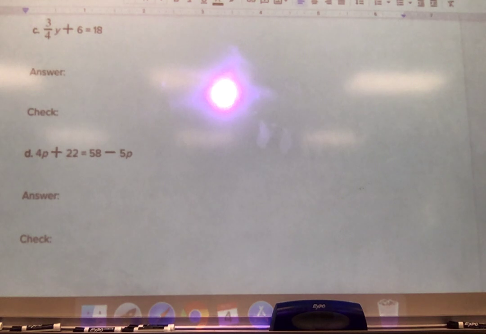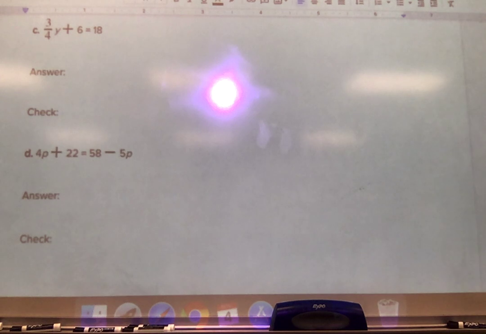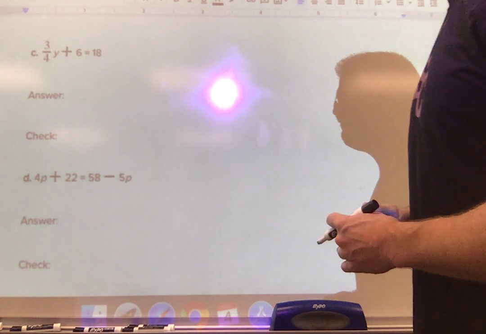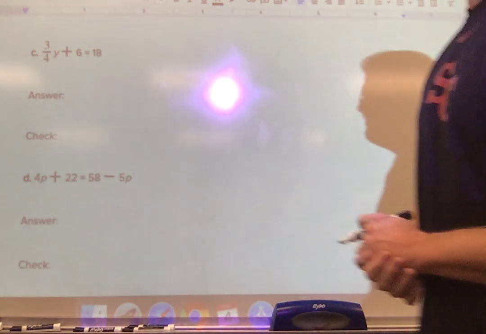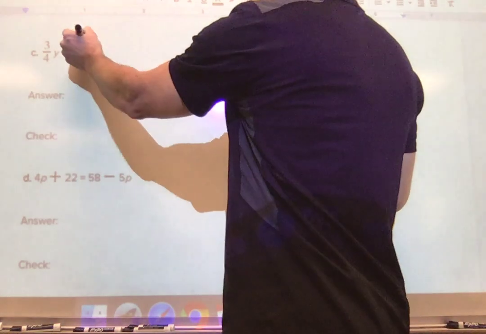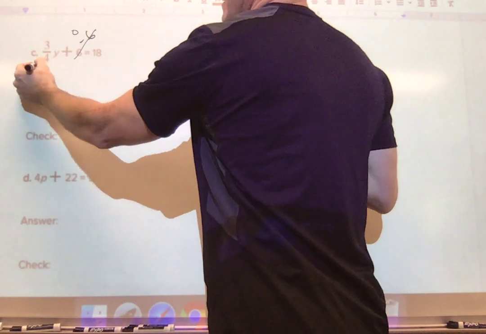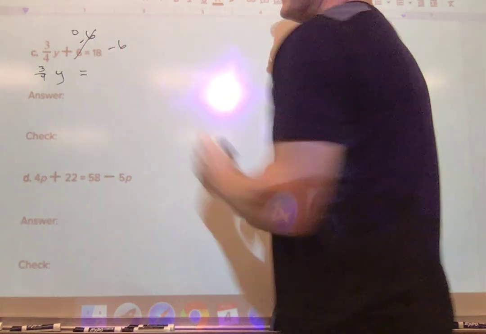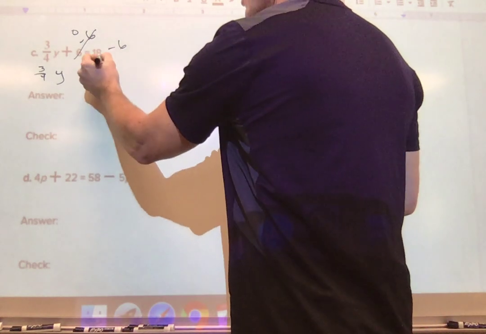All right, question C. We've got 3/4 times y plus 6 has to equal 18. So here's that multi-step problem. And we learned that this is 3/4 times y plus 6 has to equal 18. So probably going to use inverse operations with this. We know if we add 6, to undo that, we subtract 6, because 6 minus 6 is nothing. So that leaves me with 3/4 y equals, and if I subtract 6 from that side, I must subtract 6 from that side to keep it balanced, just like the pan balance. And 18 minus 6 is 12.